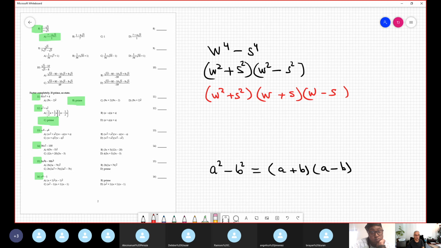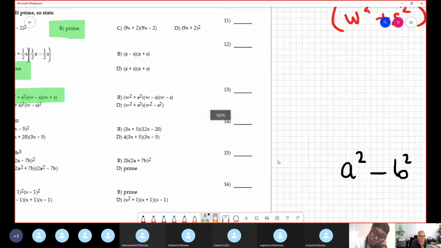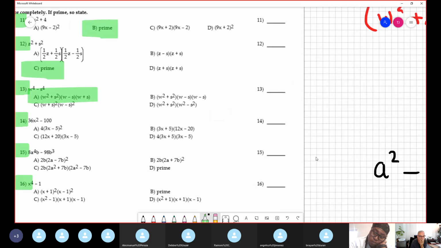It's option B, I guess. Let me see. No, it's not B. It's A. Let me zoom in to see better. Yeah, because this is a repetition of w minus x. Okay, good.